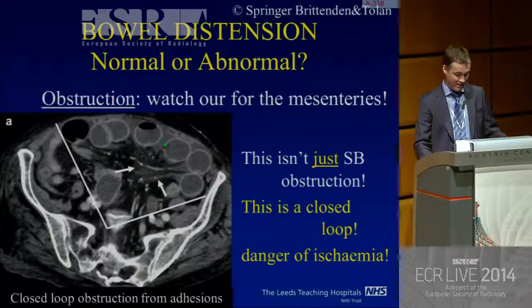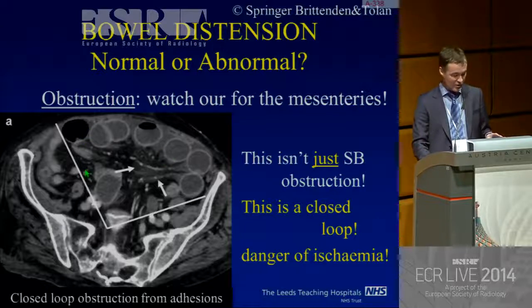Another very important area is to watch out for the mesenteries. If you have a patient in the early postoperative period who has dilatation and it looks like a closed loop obstruction, look for the mesenteries because this can indicate ischemia of the bowel loop.